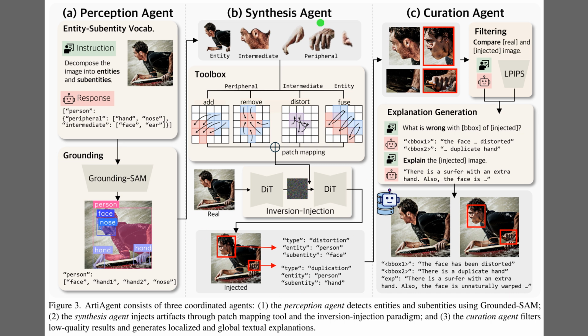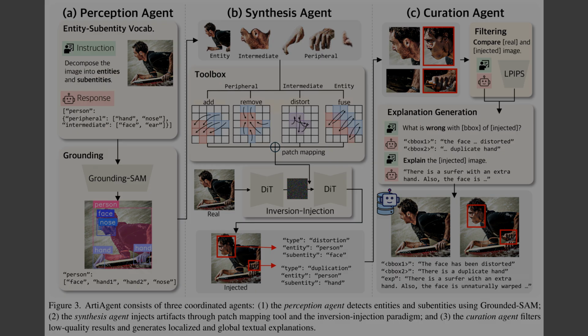Next, the synthesis agent in the center takes over. It uses a toolbox of operations to introduce artifacts, such as distorting a face or duplicating a limb, and embeds them into the image using a technique called inversion injection. Finally, the curation agent on the right filters out low-quality outputs and generates the detailed text explanations needed for training.